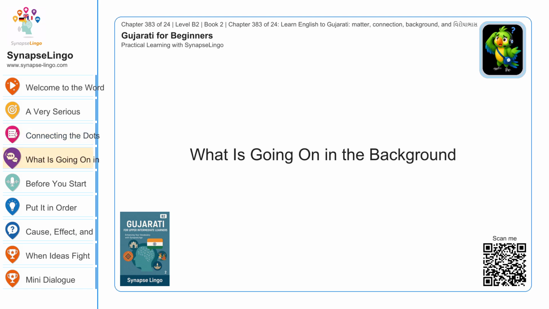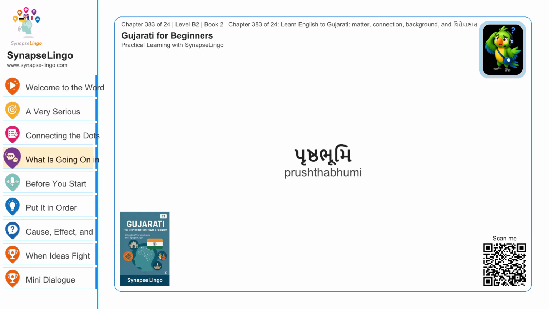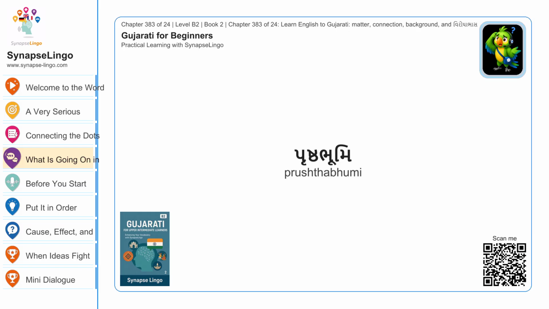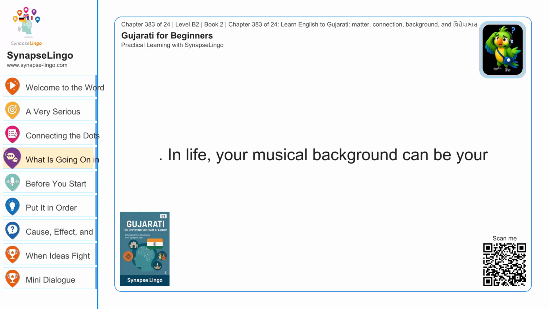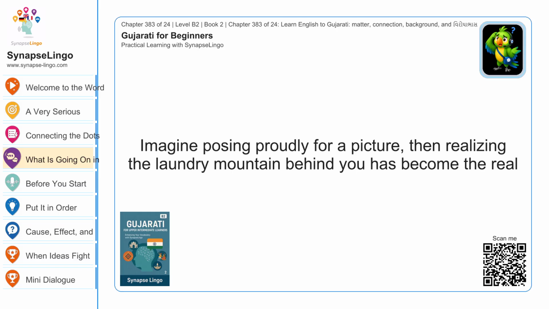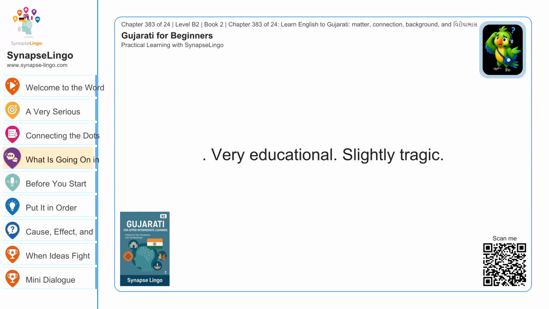What is going on in the background? Some words stand in front and wave. This one stands quietly behind everything and still does a lot of work. Background is પૃષ્ઠભૂમિ. In a photo, the mountains may be the પૃષ્ઠભૂમિ. In history, the background of an event is also પૃષ્ઠભૂમિ. In life, your musical background can be your પૃષ્ઠભૂમિ. Imagine posing proudly for a picture, then realizing the laundry mountain behind you has become the real પૃષ્ઠભૂમિ. Very educational, slightly tragic.